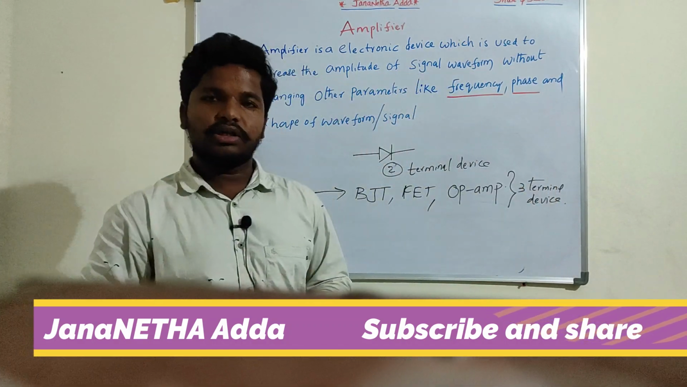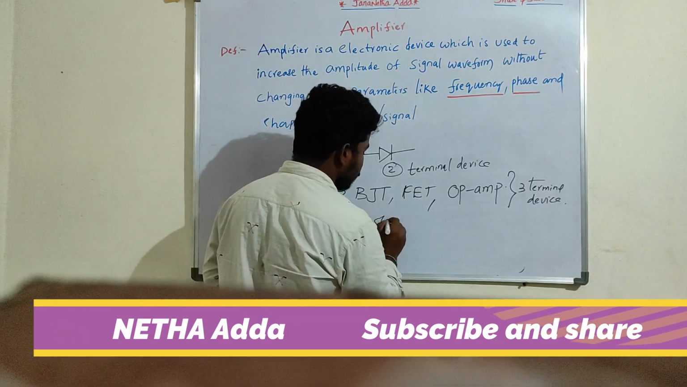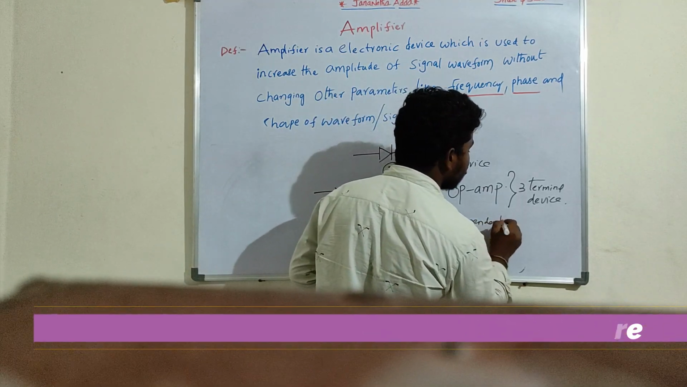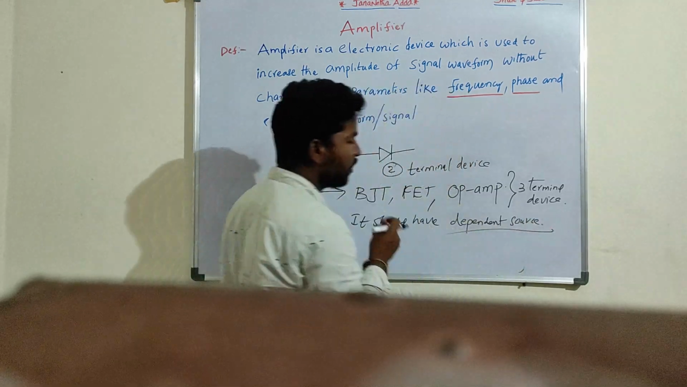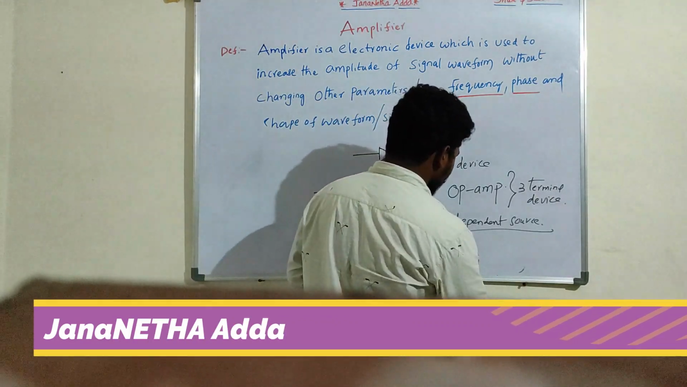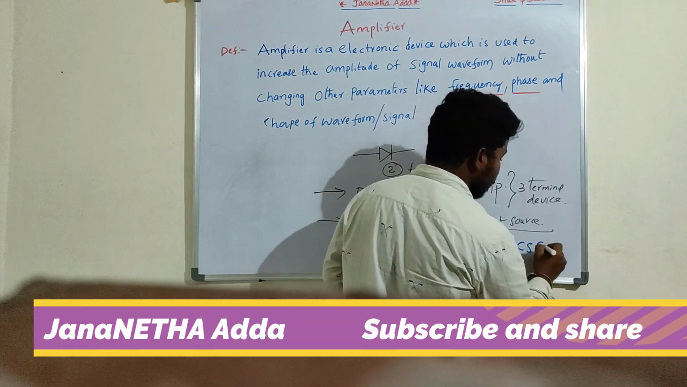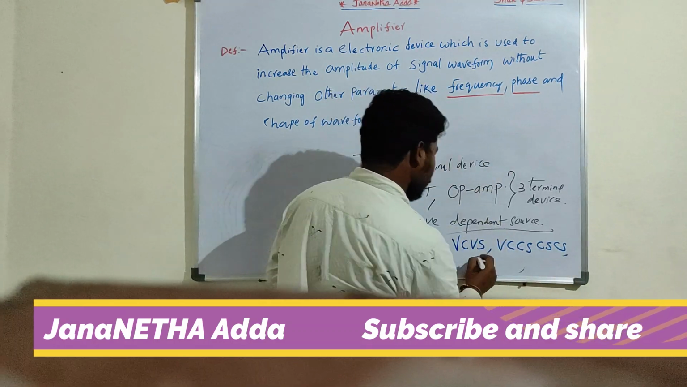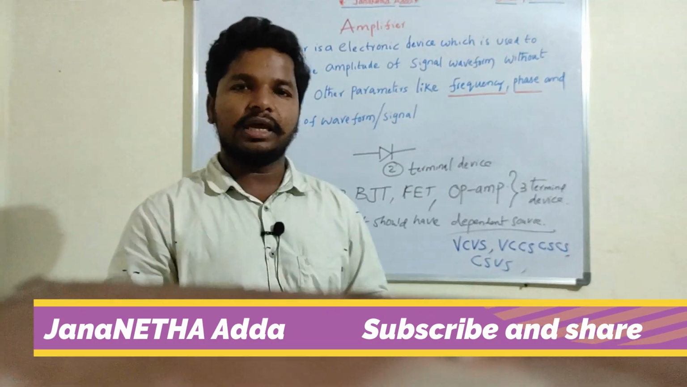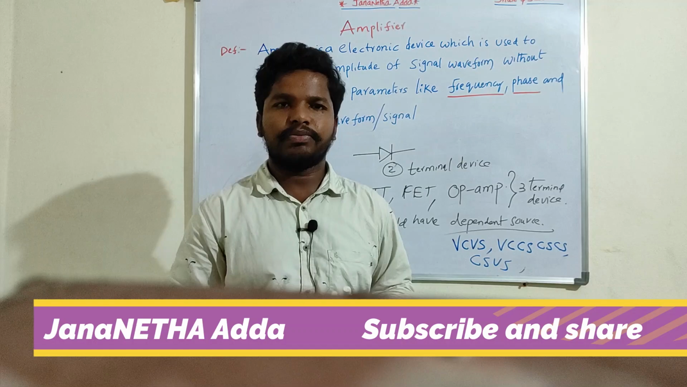Another requirement to design an amplifier is that it should have a dependent source. Hope you know about the dependent source. So it should possess a dependent source. It could be a voltage controlled voltage source, voltage controlled current source, current controlled current source, or current controlled voltage source. It could be any of these sources.